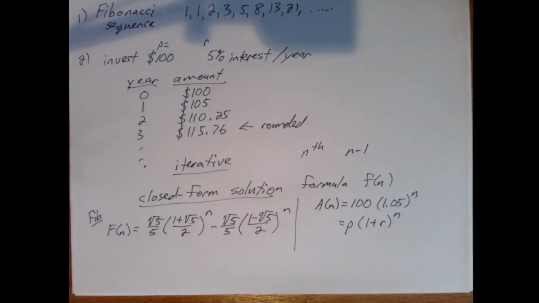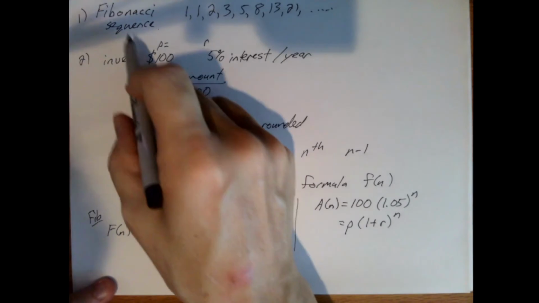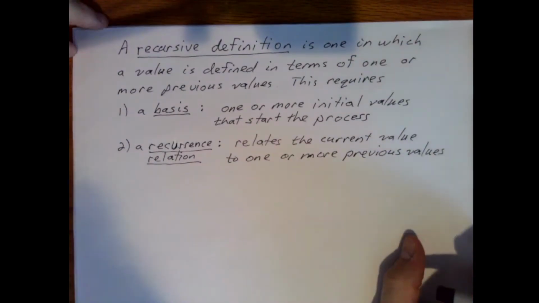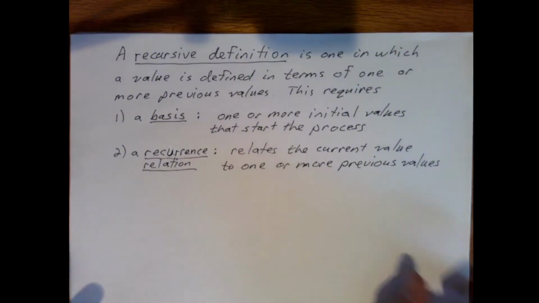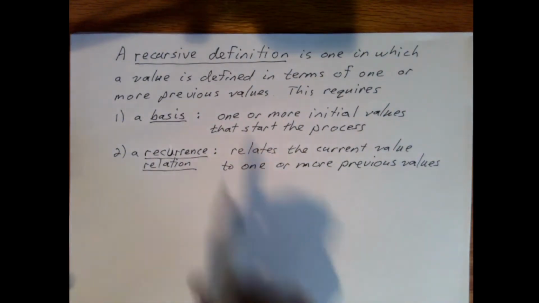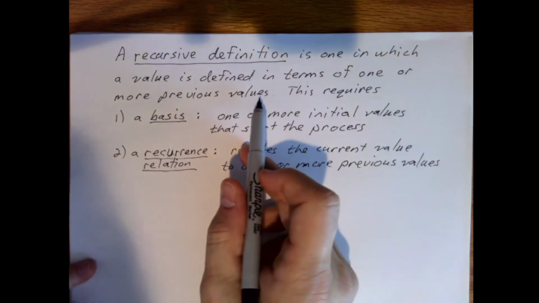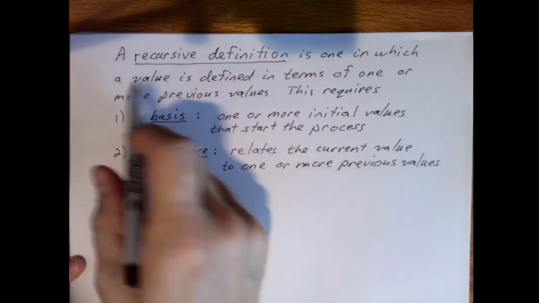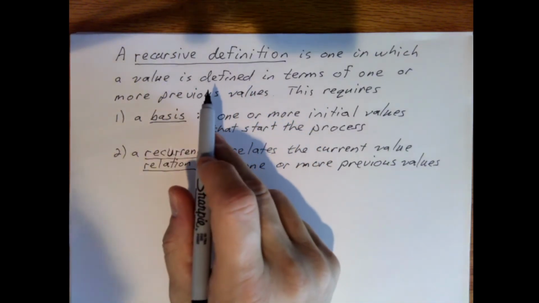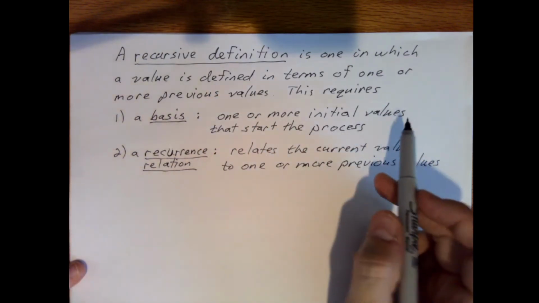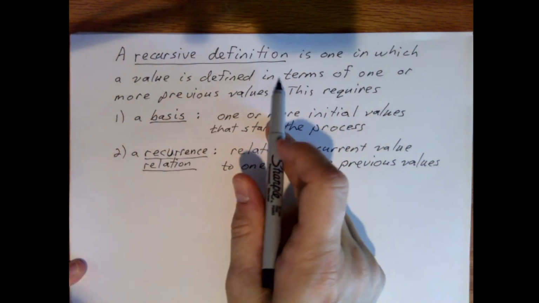So where do you get these closed form solutions? Well, each of these sequences can be defined recursively, okay? And what that means is that they're defined based upon previous values. So that leads to this right here. A recursive definition is one in which a value is defined in terms of one or more previous values, right? For Fibonacci, we use 2 previous values. For the investment problem, we only use 1 previous value, which means for a recursive definition, we need 2 things.